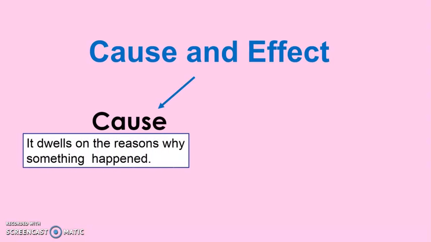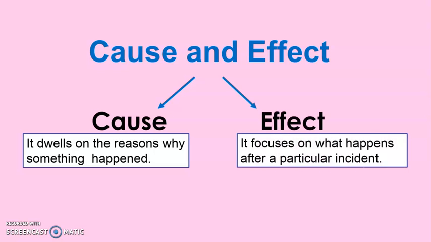For you to easily understand this pattern, when we say cause, it dwells on the reasons why something happened, while the effect focuses on what happens after a particular incident. In a cause and effect essay or paragraph, the author discusses the relationship between two or more events or experiences. He or she either focuses on both cause and effect, or addresses only the cause, or addresses only the effect.